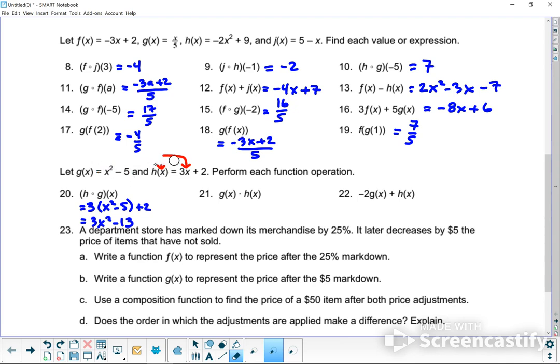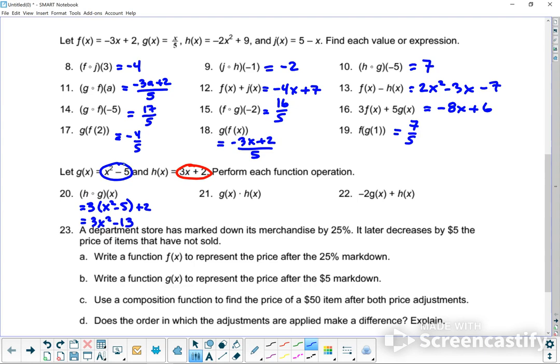Okay, we got g of x times h of x. This is not a composition, but an arithmetic combination. So we're going to take g of x right here, and we're going to multiply by h of x, which is right here. Okay, you can do area model. I'm going to do distributive property because it saves me some space. It's pretty straightforward with area model as well.